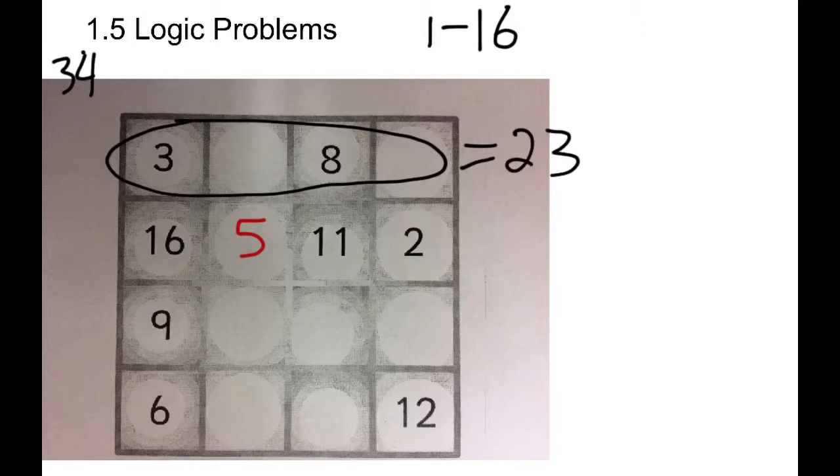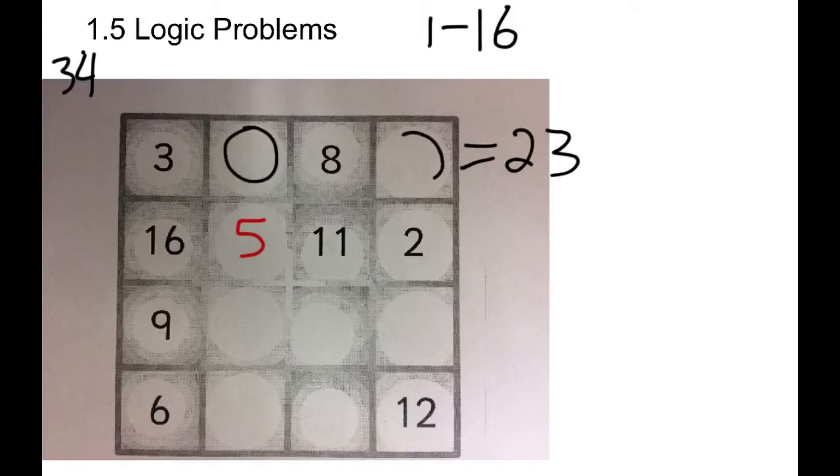So what that means is that the 2 unknown circles, the ones that we're looking for, add up to 23. You might think, well, how are we going to know that? But remember, each number only goes from 1 to 16 and nothing else. So let's use that to help us figure out what it possibly could be. What numbers could go in there that would add up to 23?